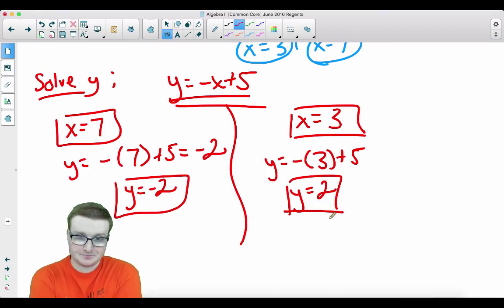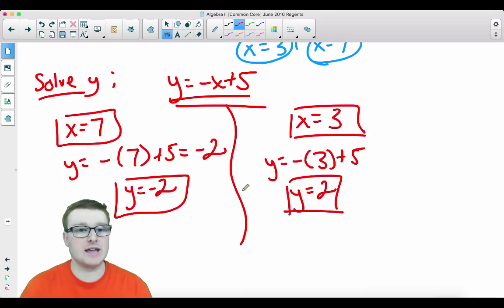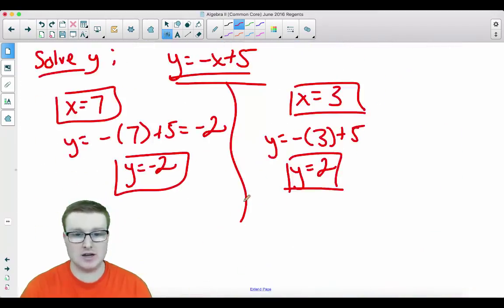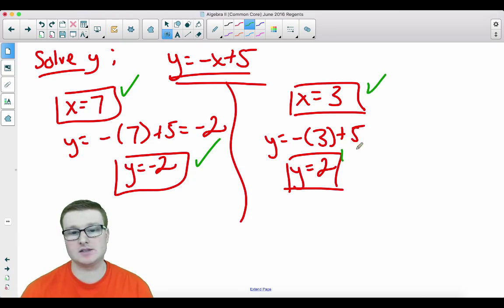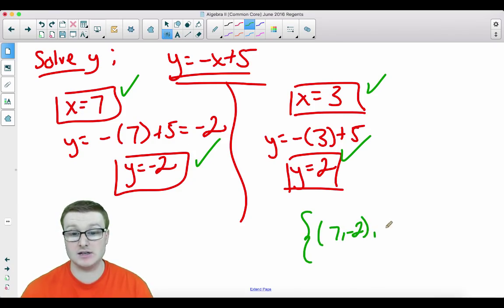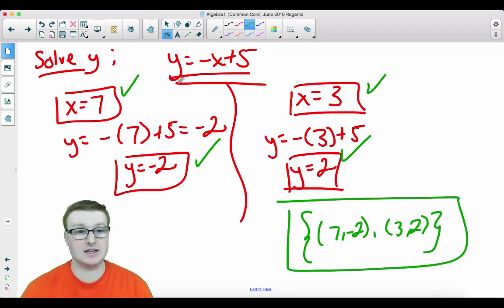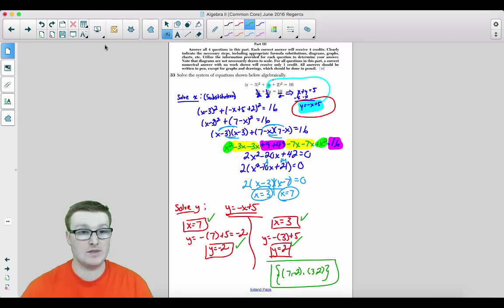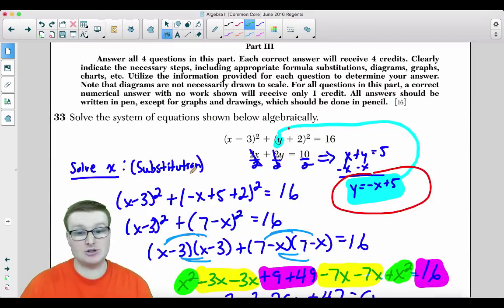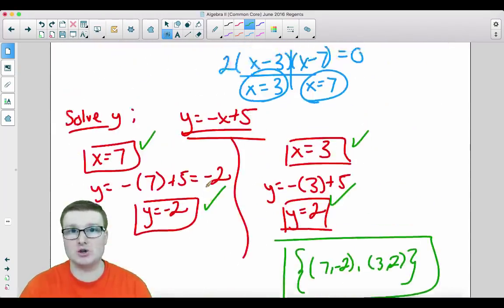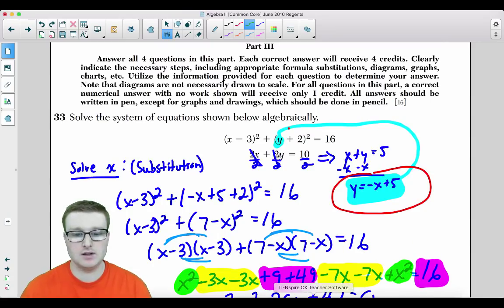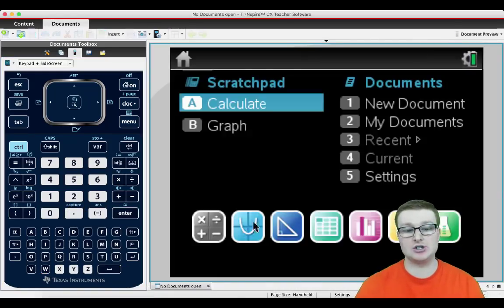So now that we got that, it literally says solve the system of equations algebraically. Well, people, we got the x and y's. So now just put in your curly brackets, put an ordered pair. 7 comma negative 2 is an intersection point, and 3 comma 2 is an intersection point. That is your answer. That's how you write it too. We're all done with that question. Now, to check yourself before you wreck your grade, or wreck yourself, let's go ahead to the graphing calculator. I'm going to show you how to do it.